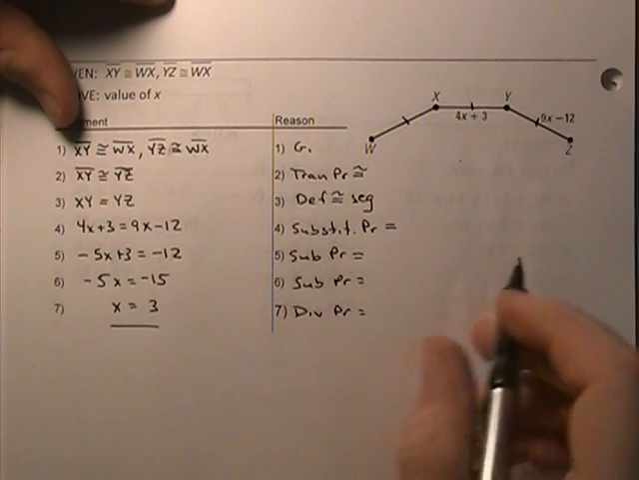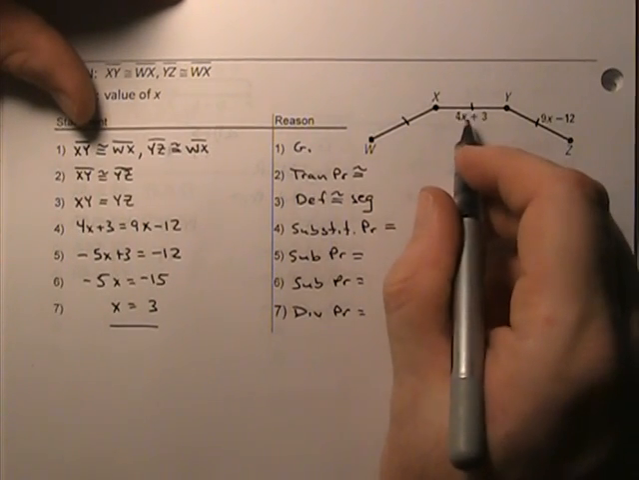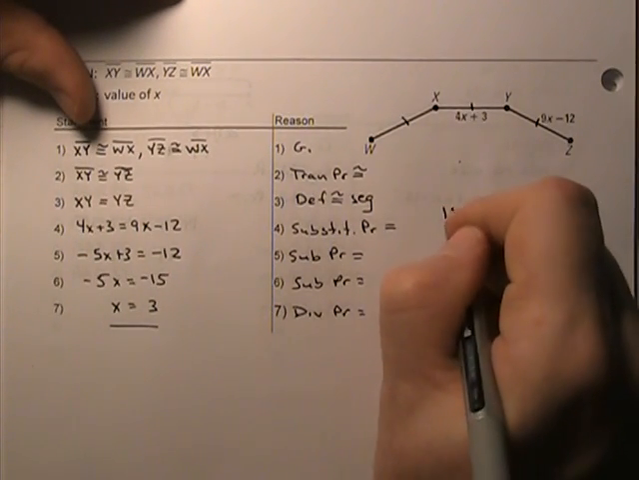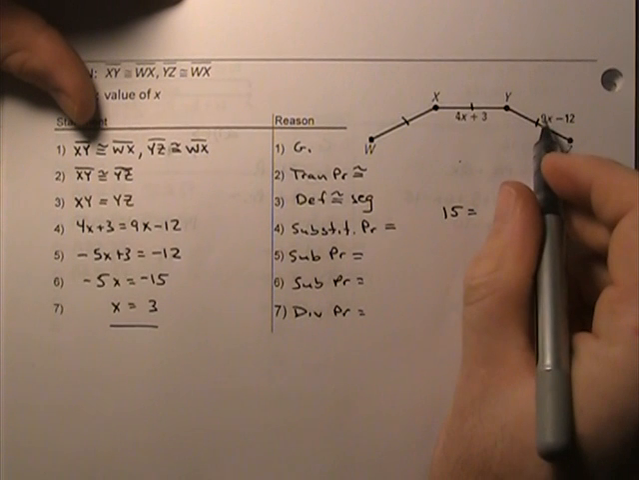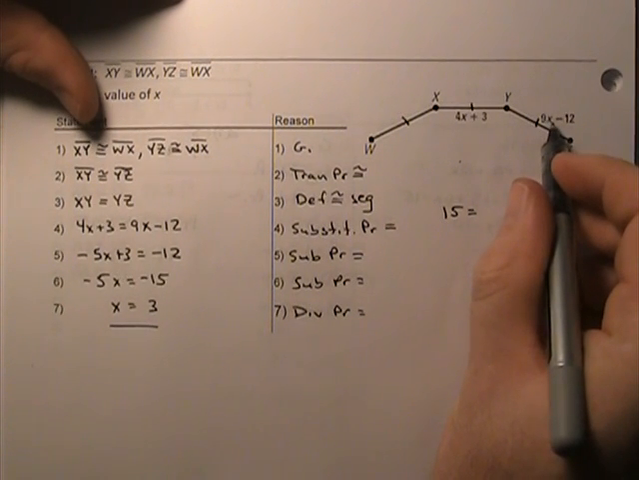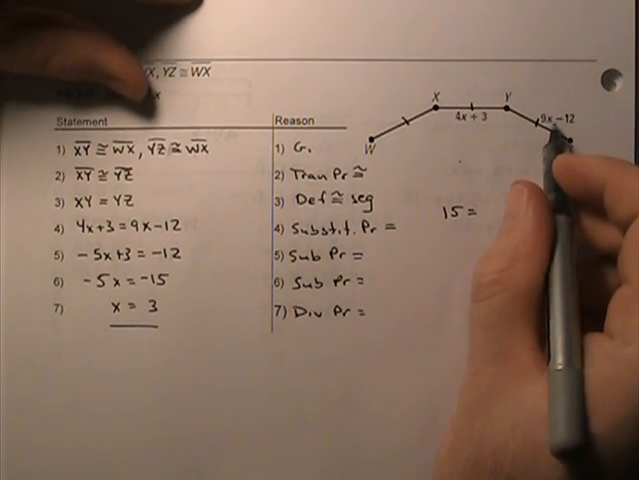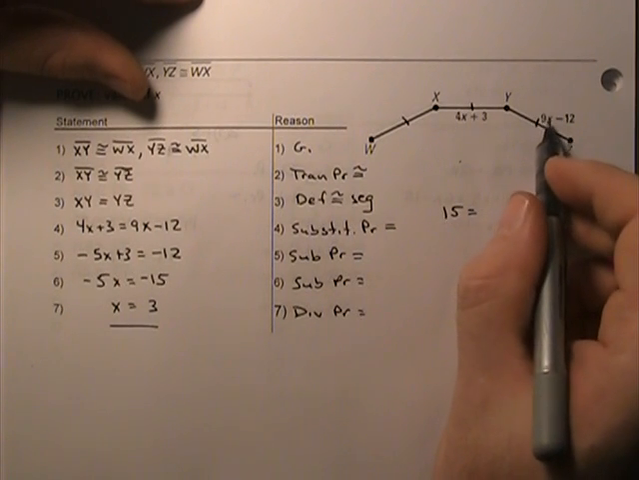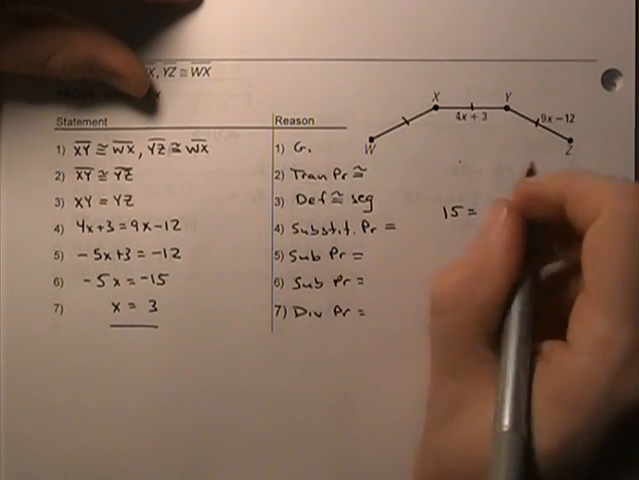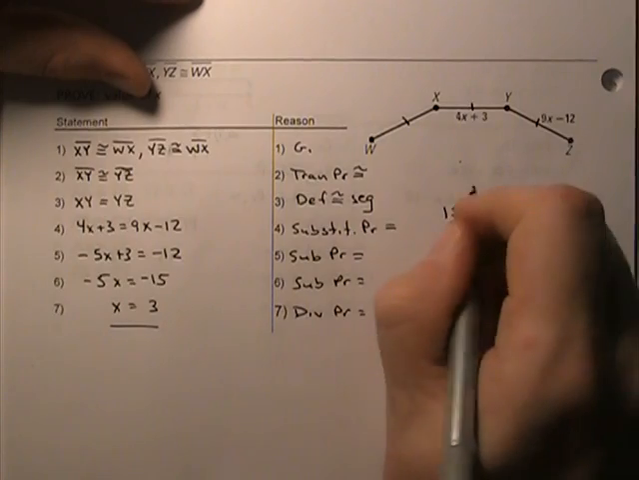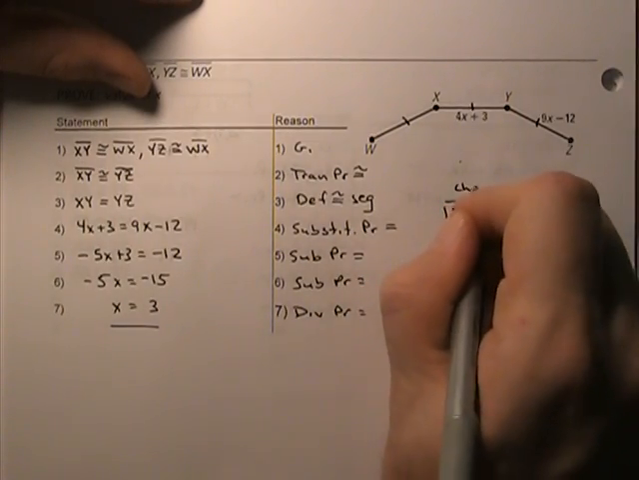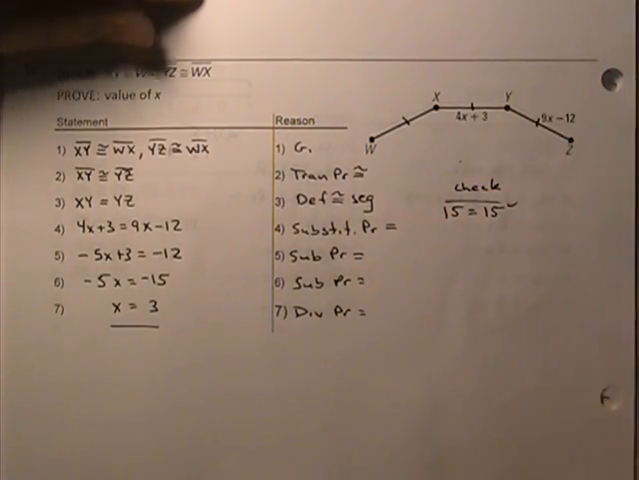Check your answer. So 4 times 3, 12, plus 3 is 15. And 9 times 3 is 18. Oh, let's see, I'm getting confused. 9 times 3 is 27. 27 minus 12 is 15. So my work checks. And we'll go on to the next problem.